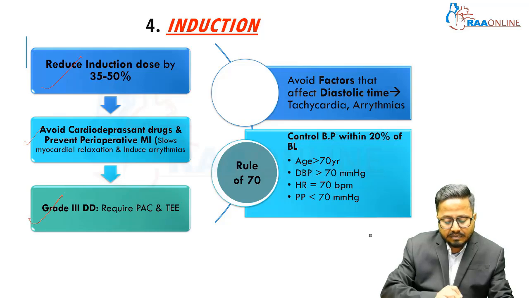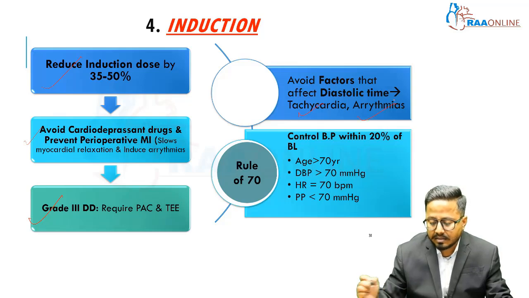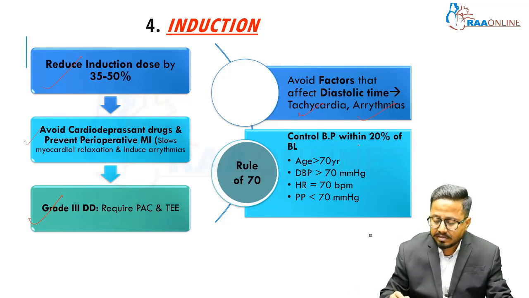In grade 3 diastolic dysfunction, these patients usually require invasive monitoring like pulmonary artery catheter and transesophageal echocardiography. Avoid the factors that can affect the diastolic time like tachycardia and arrhythmias. Control the blood pressure within 20% of the baseline.